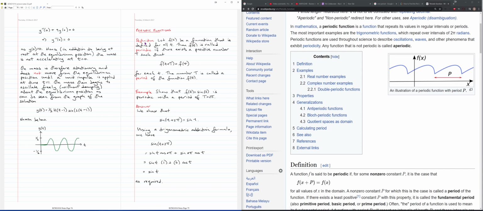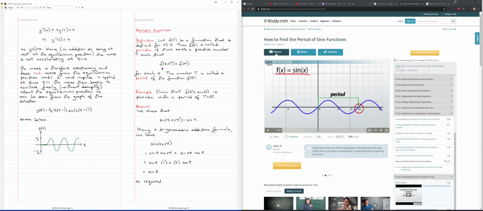Our definition of a periodic function: you have some function that's defined for all time t, and it's periodic if there is some number big T such that f of t plus big T is equal to f of t. So let's see if we can understand what this statement means graphically.